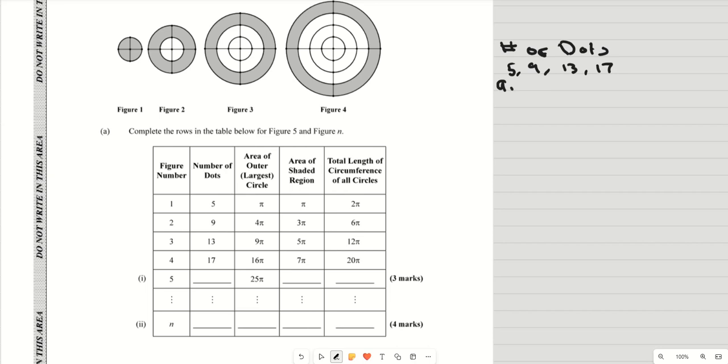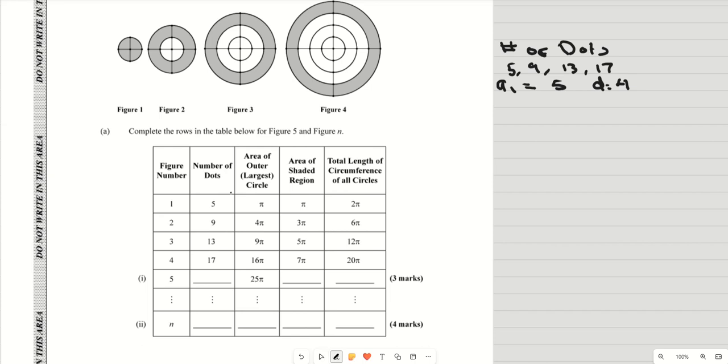So first, a1 would be equal to 5, and your difference is equal to 4. Yes, it is 4, and it is common. 9 minus 5 is 4. 13 minus 9 is 4. 17 minus 13 is 4.